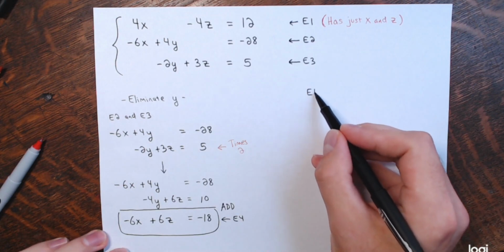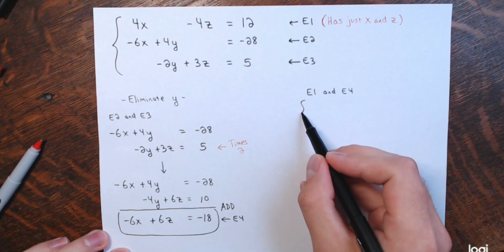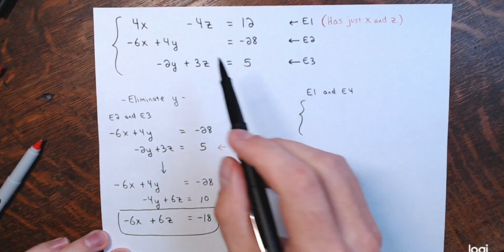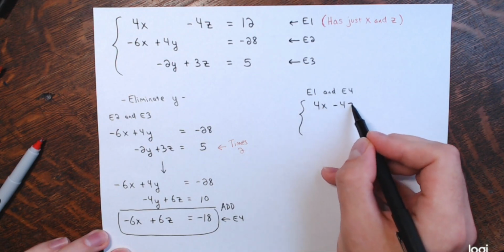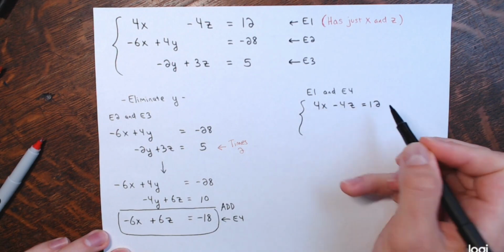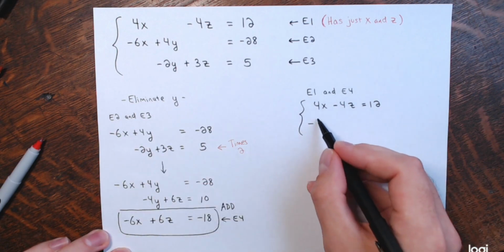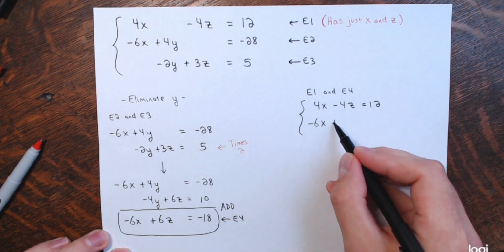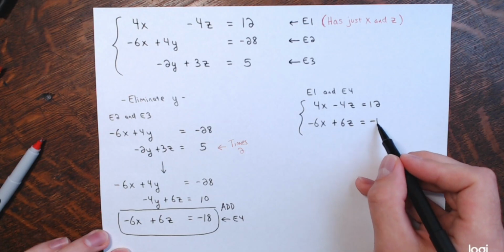So look at equation 1 and what I'm calling equation 4, and we get the following system with just x and z. Equation 1 is 4x minus 4z equals 12, and this equation I got after eliminating the y's from equations 2 and 3, negative 6x plus 6z equals negative 18.